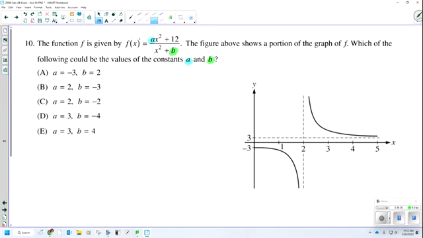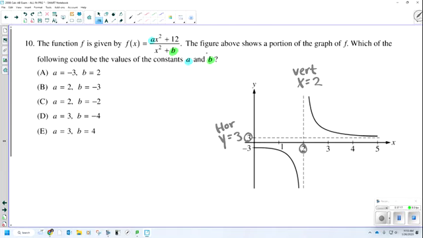I have two asymptotes. I have a vertical asymptote at x equals 2 right here. Then I have a horizontal asymptote at y equals 3 right here. That's really going to help me figure out what a and b are. This really tests your familiarity with finding a horizontal and vertical asymptote algebraically. You can use limits or you can just know your rules. It's not common, but I like it.